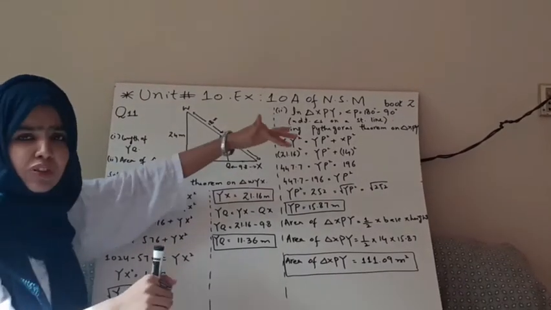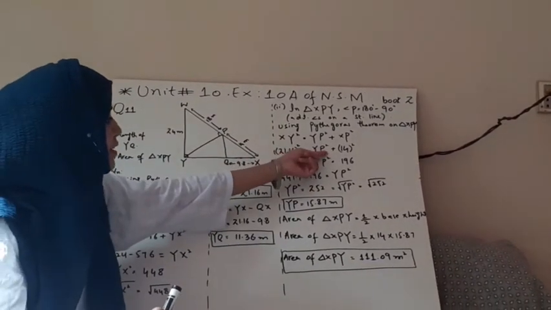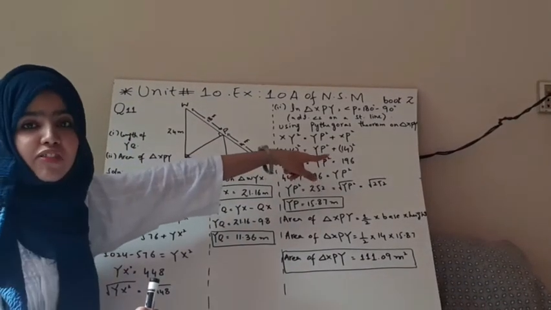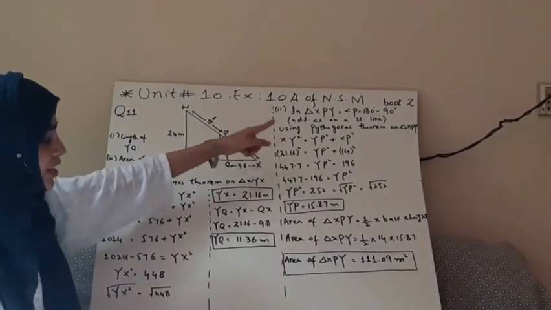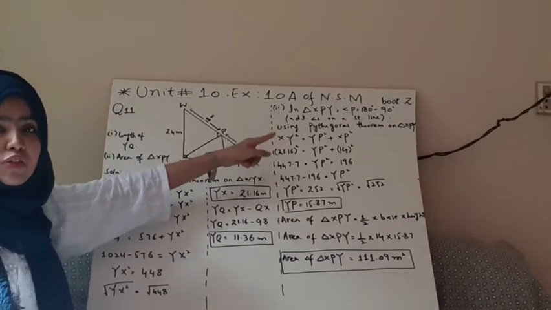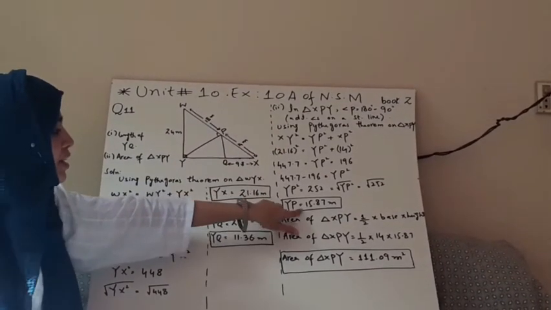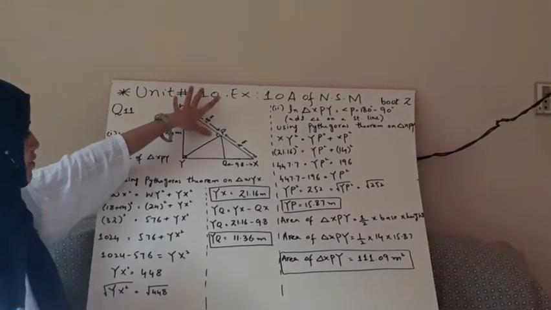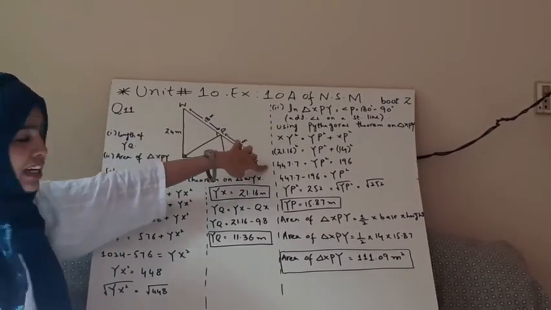Square of this, just put the values in it. YP squared will remain the same, and XP is 14. After taking the square and solving this, I am not solving it, you know how to simplify it. YP equals 15.87 meters. We got this YP length, and we know this PX length.